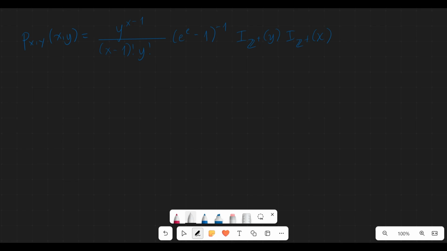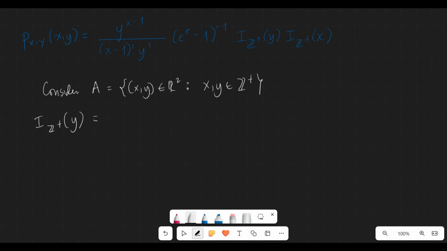greater than 0. First, let's consider the collection A, which consists of all points in two-dimensional Euclidean space, satisfying the condition that x and y are both positive integers. So note that on this region, the indicator function of the set of positive integers evaluated at y is equal to 1, which is greater than 0. The indicator function of the set of positive integers at small x is equal to 1, which is greater than 0.